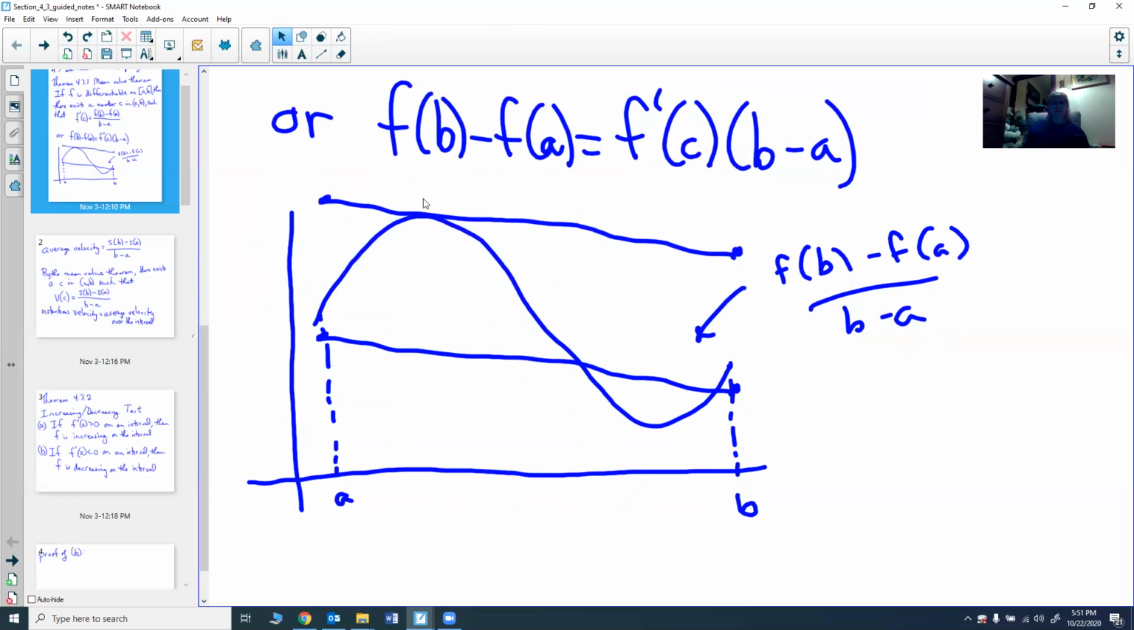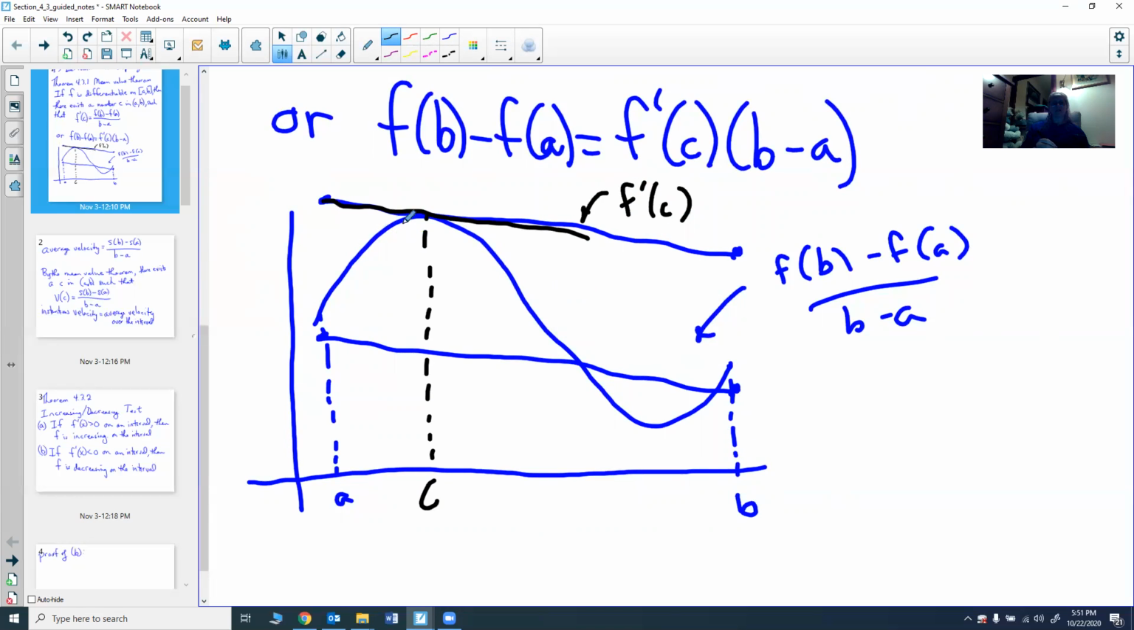And right there is that point. At the top, that's where that happens, and so that point right there is my c. That's the point where the tangent line has the same slope as the secant line. So that's f prime of c. And notice the two lines are exactly the same.